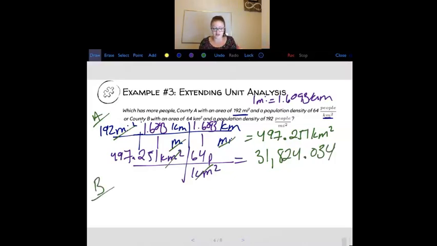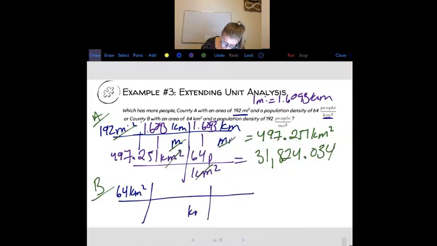For County B, we can do the same thing. You can either convert the area of kilometers squared to miles squared, or the population density of people per mile squared to kilometers squared. I'll continue to convert the area, so we'll start with 64 kilometers squared. Let me give myself a little more room. So we need kilometers to cancel twice, so that's why I've written it twice in the denominator. Okay, and then in the numerator we'll have miles, and we'll use the same conversion factor.